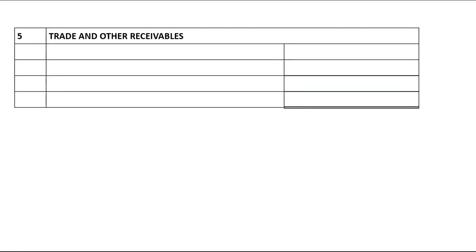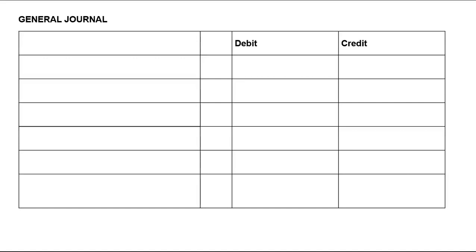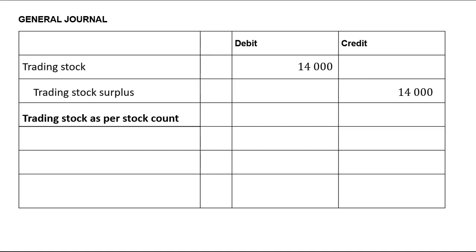Okay, I don't know what happened there, but we first increase our trading stock by debiting it in our general journal and credit our trading stock surplus. Our trading stock surplus will be 14,000 rand. Okay, we debit our trading stock, credit trading stock surplus because it is income. That's why we credit it.